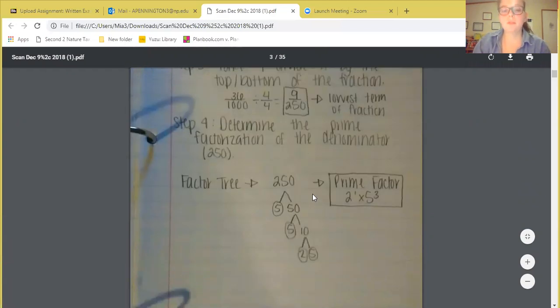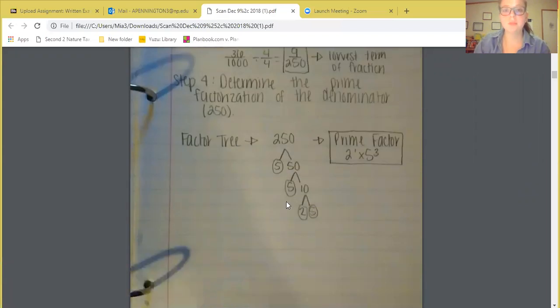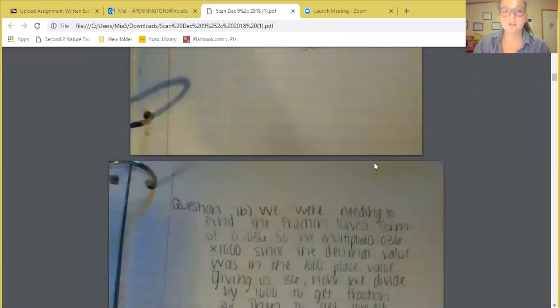So now we have to do the prime factorization of 250. We're going to use a factor tree, and it shows that 250 can be divided by 5 and 50. 5 is prime, so we circle it. 50 can be broken down to 5 and 10, circle the 5, and then 10 can be broken down into 2 and 5, and those are prime. So since 2 is the lowest number, that goes first, 2, and there's only 1, so the exponent's 1, times 5, since we have 1, 2, 3 fives, we have an exponent of 3. And that's the prime factorization.